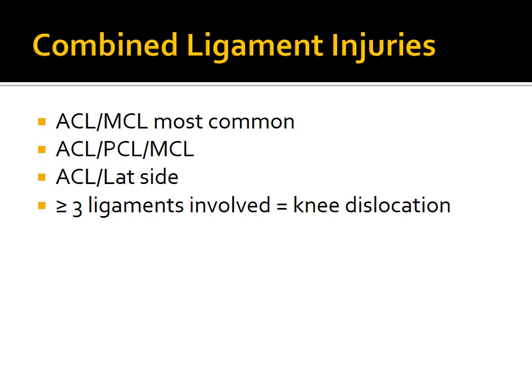So you may also hear discussion about someone suffering a knee dislocation, and your first clarification that needs to be made is if they're actually referring to a patellar dislocation, because sometimes they will be talking about a patella dislocation, just call it a knee dislocation. But if they're referring to the tibiofemoral joint, a knee dislocation is anytime 3 or more ligaments are involved. It's typically the ACL and the PCL, and then either the MCL or lateral side being involved.